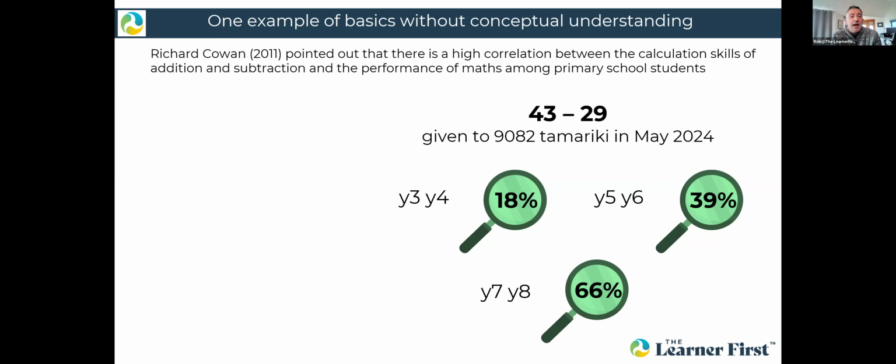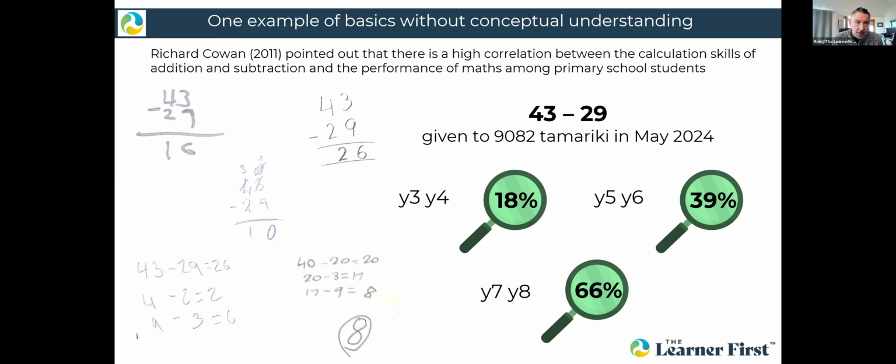So we found that by the end of year 4, at the moment, about 1 in 5 year 4s can solve that. By the end of year 6, it's 2 out of 5. And by year 8, it's about 2 out of 3. But considering this should be mastered by the end of year 4, and considering this is the result of just using many programs and Twinkl and worksheets without the conceptual understanding, it's caused a lot of issues.